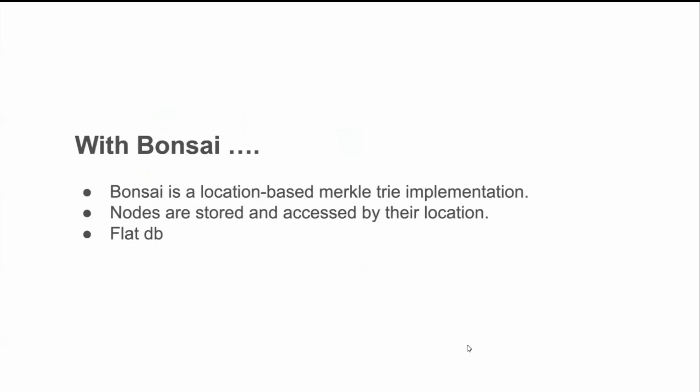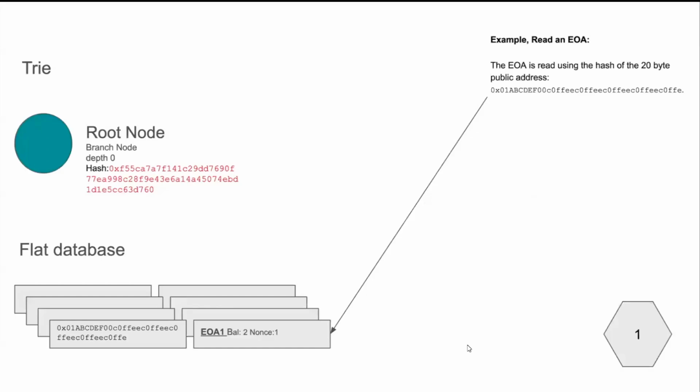So we decided to change how we manage the state. Bonsai is a location-based Merkle tree implementation, so nodes are stored and accessible by their location and not by their hash. And with Bonsai, we also have a flat DB. I will take the same example as before, but with Bonsai. To begin, I want to read an account in order to get a balance. As in Forest, I take the address and compute the hash of this address. But instead of climbing the tree, I directly ask the flat database. The flat database is a key-value database where the keys are the hash of the address and the hash of the slot key. You directly get the balance of the account or your slot value.